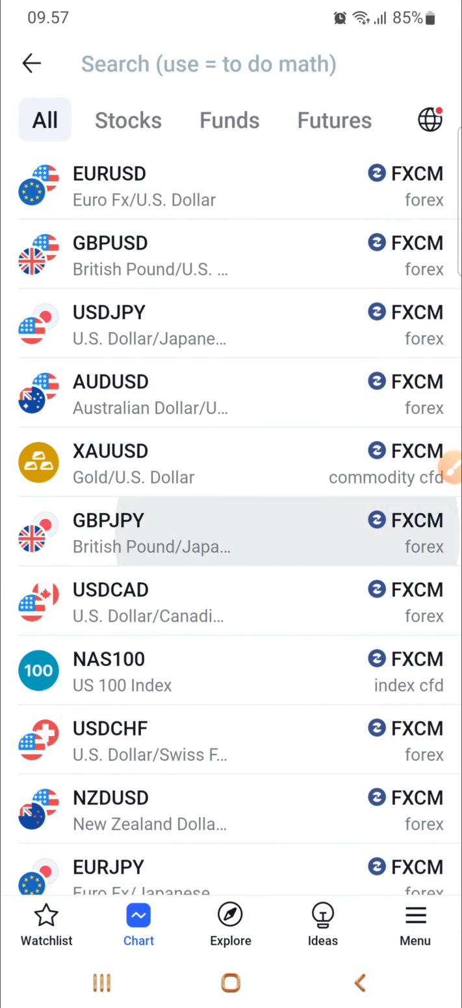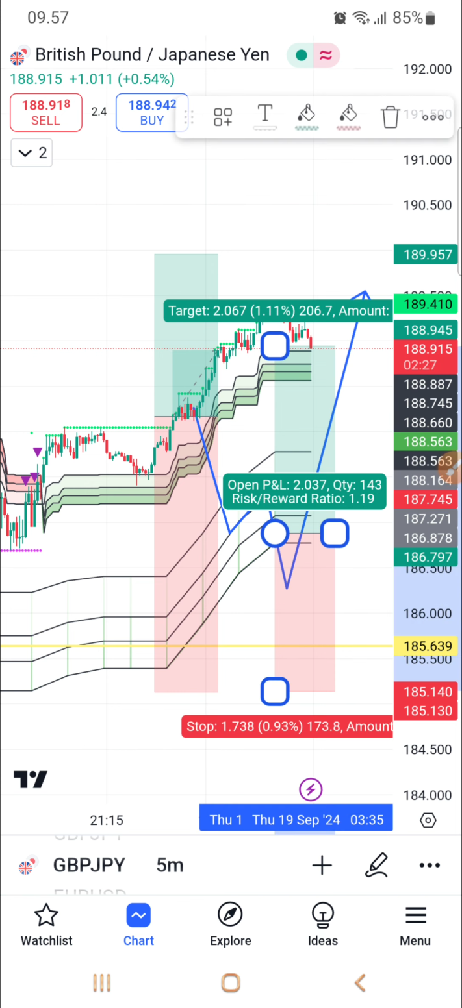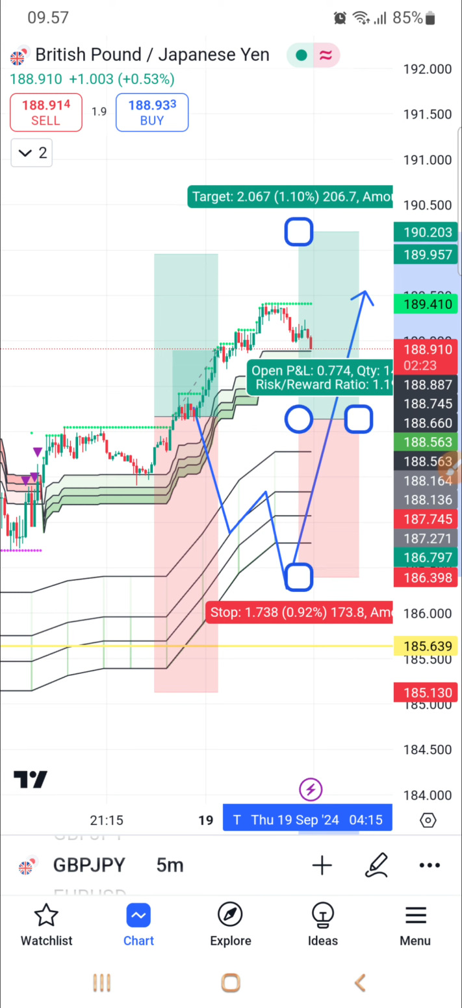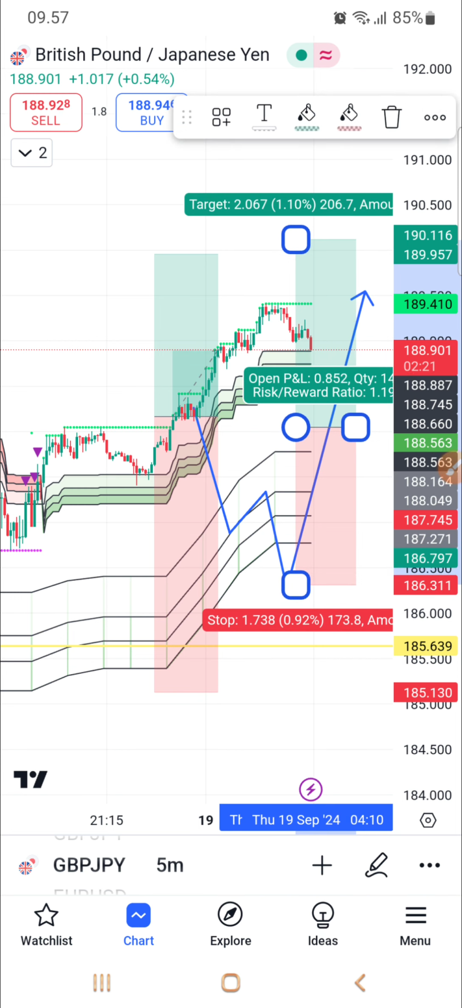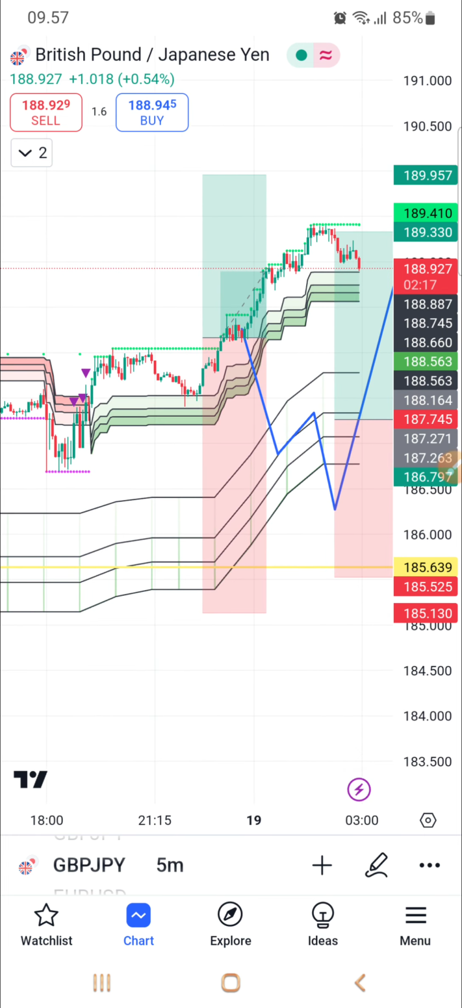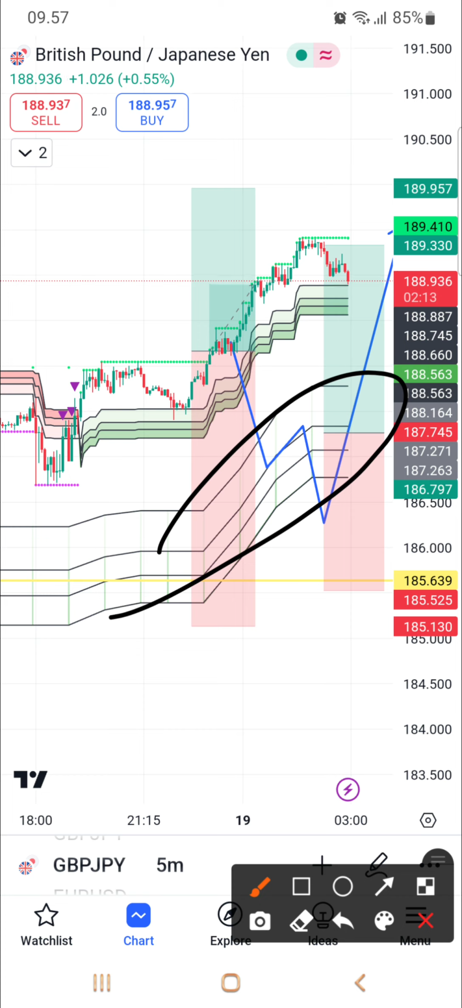the pound yen. Okay, the pound yen, look at this one. We'll be waiting until it reaches some area, maybe at this level or maybe at this level. We have to buy the pound yen. Why? Because look at this one. The pound yen currently has some supporting level.